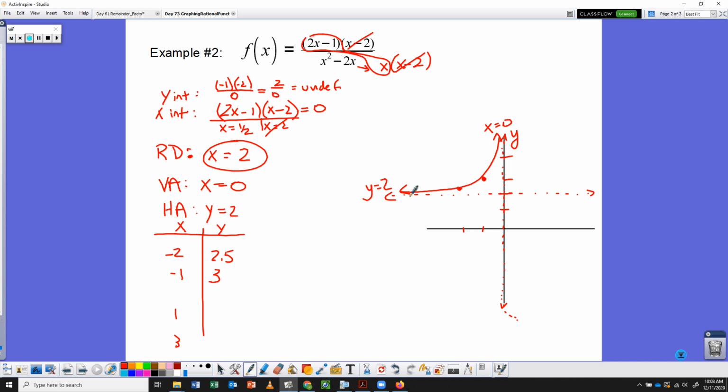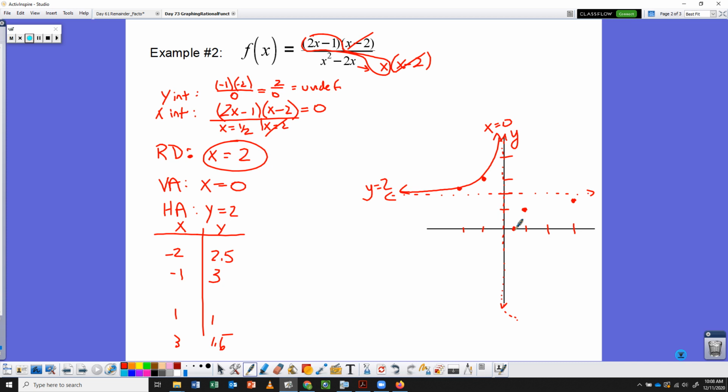And down here at an x value of 1, we're going to get 1 over 1, which is 1. And at 3, you're going to get 5 over 3, which is 1.6 repeating. So at x equals 1, you're getting 1. At x equals 3, you're getting 1.6 repeating. We also had an x-intercept of 1/2, so that's where we're crossing the x-axis right there.